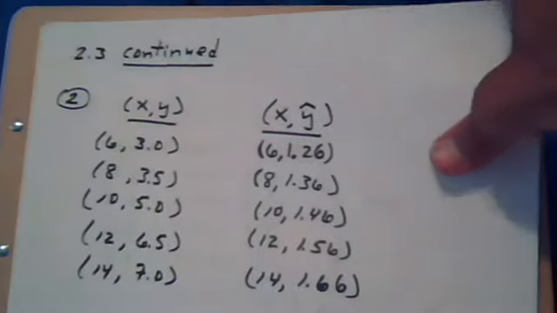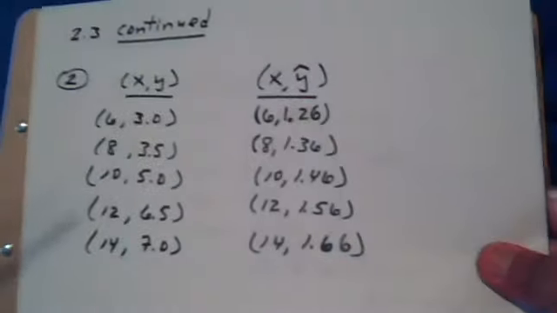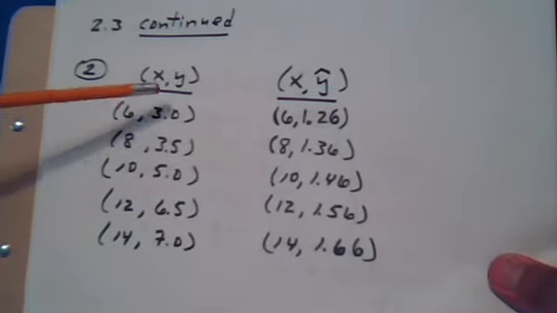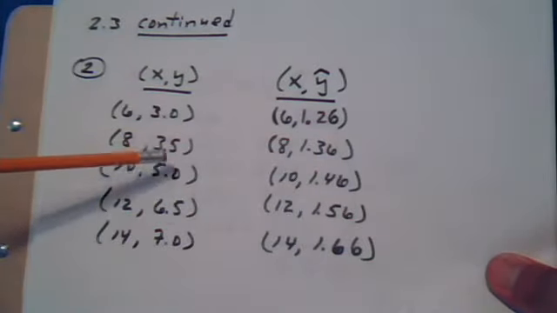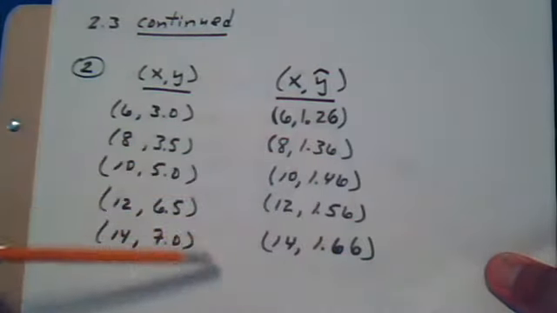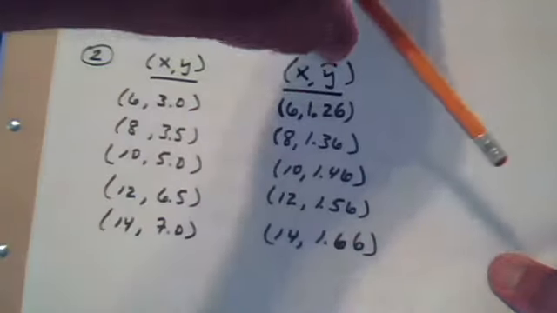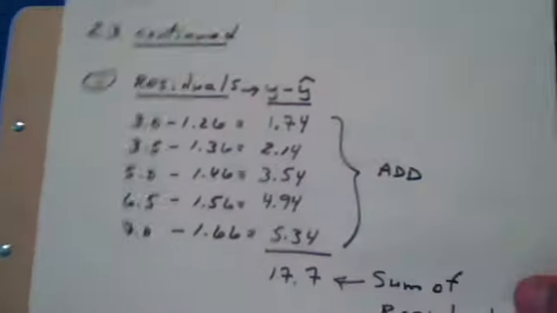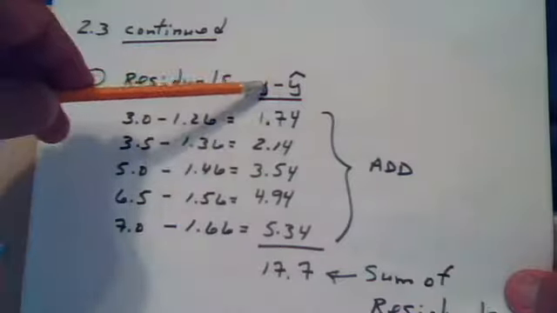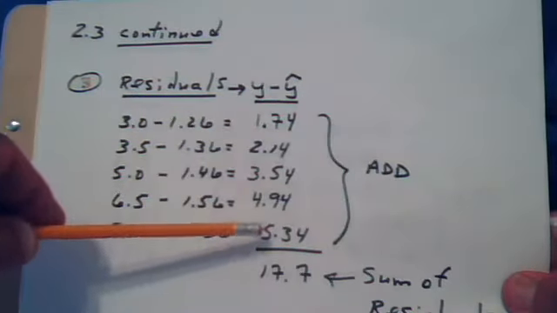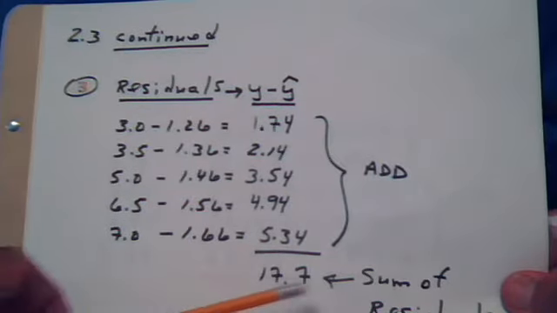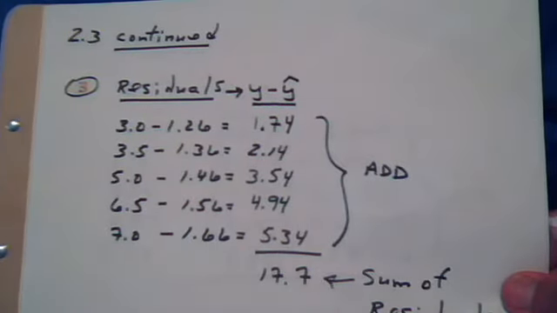Then we're going to subtract those 2 y's. So we subtract these 2 y's. And that's going to be our residual. Notice we're subtracting those 2 y's. And we get what we call the residual. And then we add them. This is called the sum of the residuals.